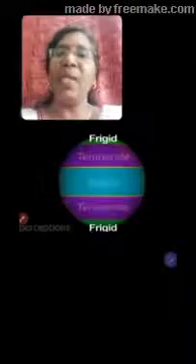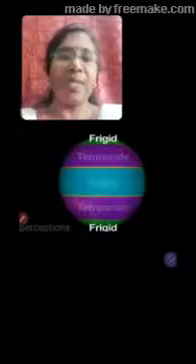The next is the temperate zone. The temperate zone lies between the Tropic of Cancer and the Arctic Circle in the northern hemisphere, and between the Tropic of Capricorn and the Antarctic Circle in the southern hemisphere. So there are two temperate zones, one in the northern hemisphere and another in the southern hemisphere.